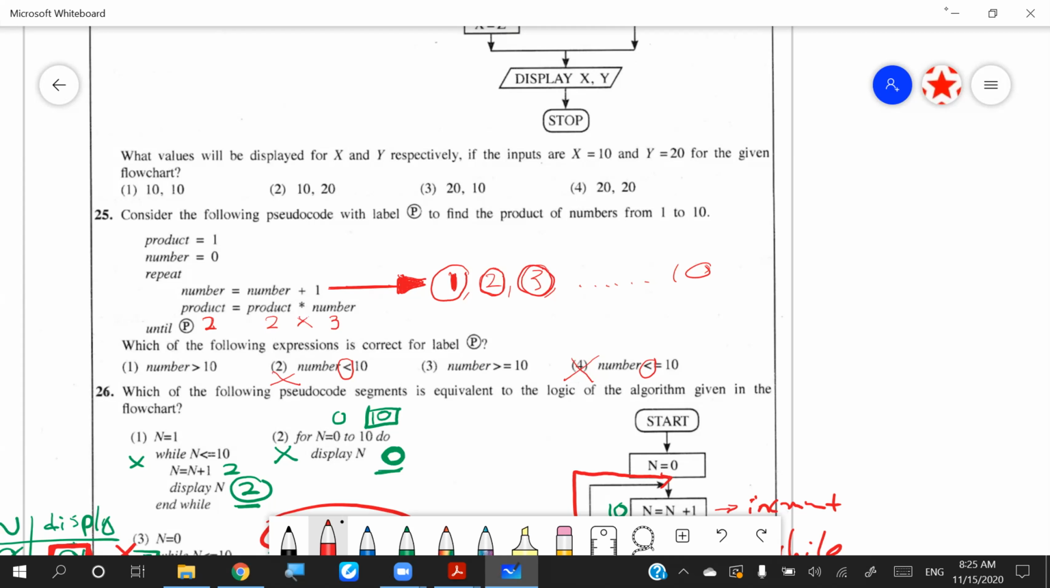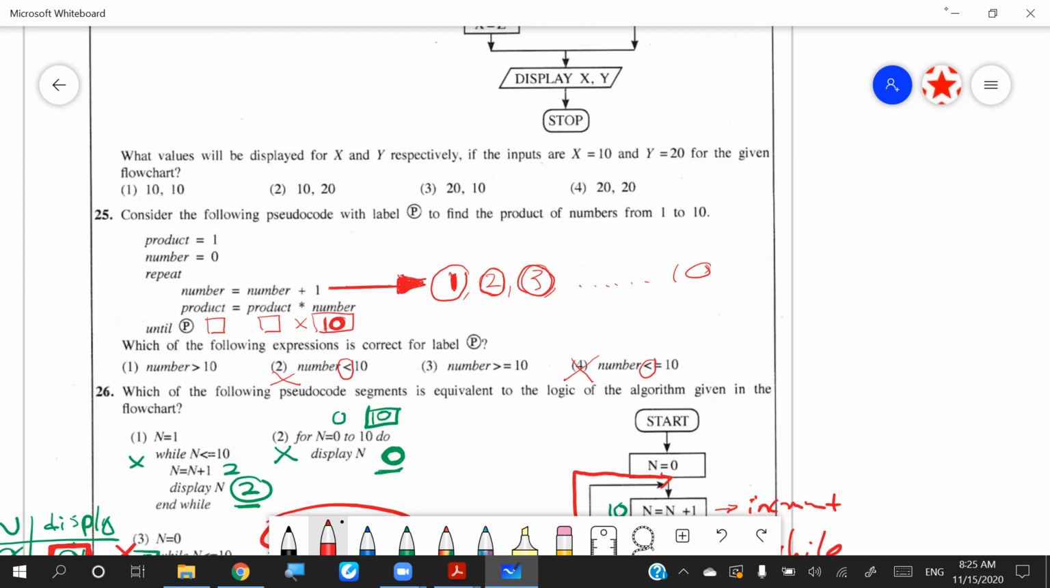In the very last iteration, the product should be multiplied by 10, right? Then it should stop. So when number is 10 over here, this multiplication will happen. Then the condition will be checked. So there you should have something true once you get the number 10.